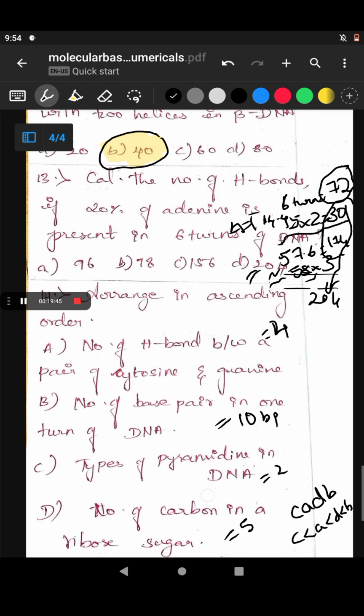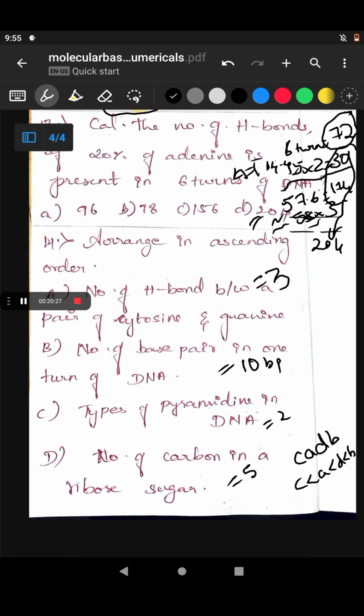Probably the last question of these numericals is arrange in ascending order. A: number of hydrogen bonds between a pair of cytosine and guanine, it is going to be 3 hydrogen bonds, isn't it? B: number of base pairs in one turn of DNA, 10 base pairs. C: types of pyrimidines in DNA, 2 types are there, one is cytosine and another is thymine. D: the number of carbons in a ribose sugar, 5.